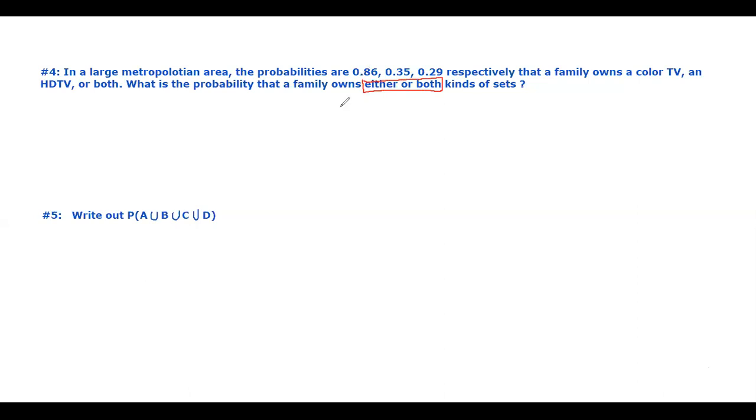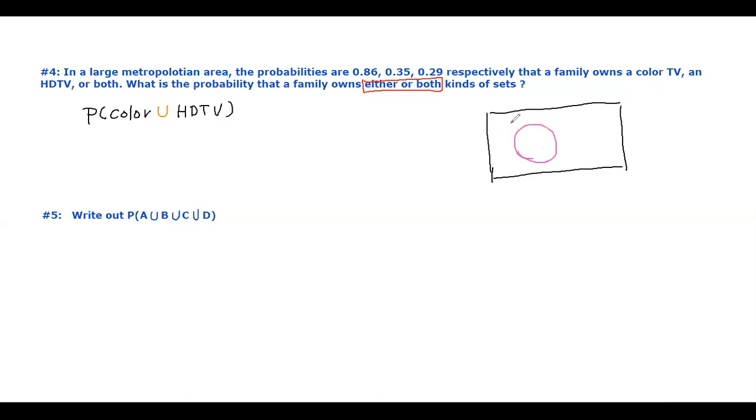So let's see. I'm looking for either or both. What is my key operation? Union. So it's color or HDTV. Now let's use the Venn diagram to show it, it's typically easier. So this is color.